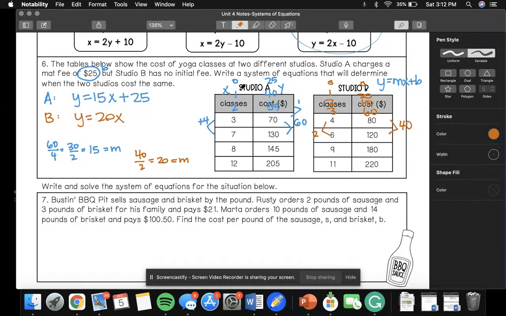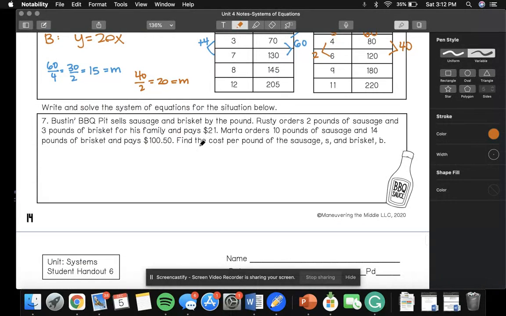All right, the final problem. Bustin' Barbecue Pit sells sausage and brisket by the pound. Rusty orders 2 pounds of sausage and 3 pounds of brisket for his family and pays a total of $21. Marta orders 10 pounds of sausage and 14 pounds of brisket and pays $100.50. Find the cost per pound of the sausage S and the brisket B.